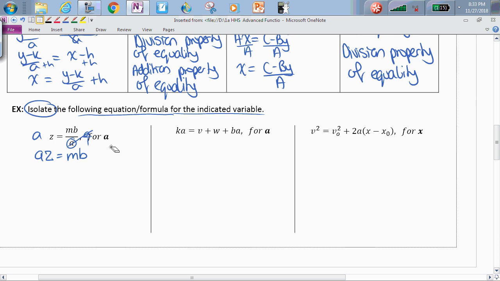Now it's not asking us for the properties in this, we're just rearranging. And then we want to get A on its own, so now we just have to divide both sides by the Z, and that leaves us with MB over C.